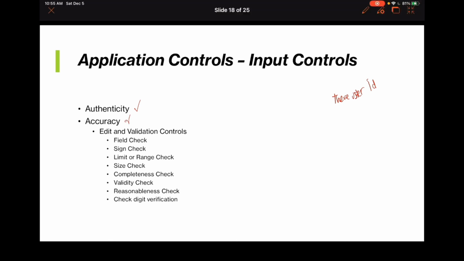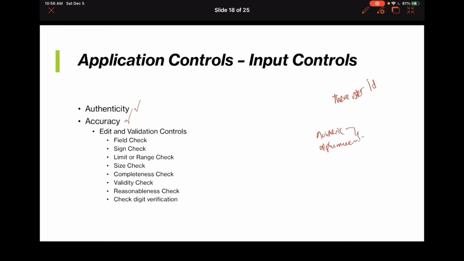Next, accuracy. Accuracy ensures that the information entered into an application is consistent and complies with policies and procedures. There are several examples of edit and validation controls. For example, number one, field check. This confirms that the characters in the field are of a proper type. It can be, let's say, numeric or alphanumeric, and only those are accepted for the field check.